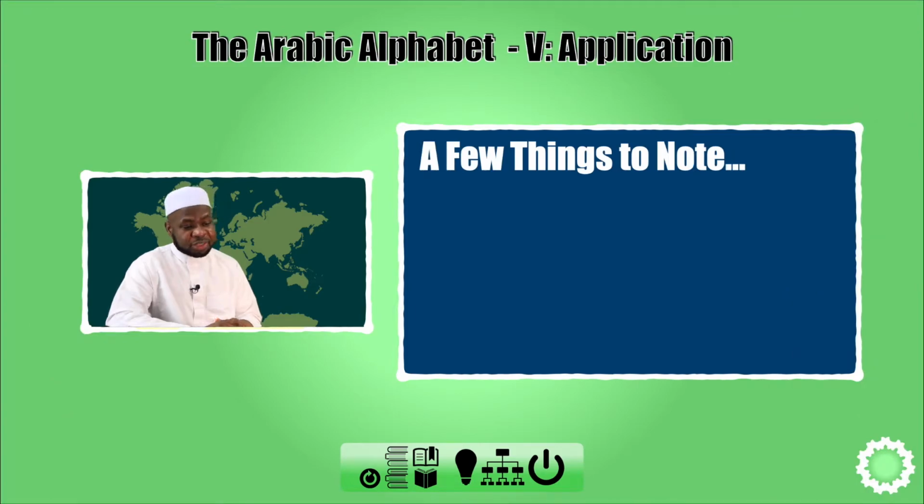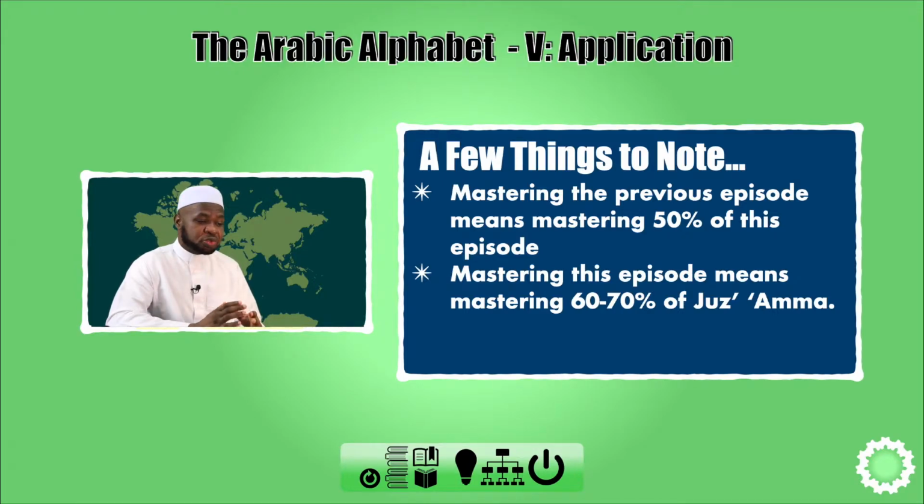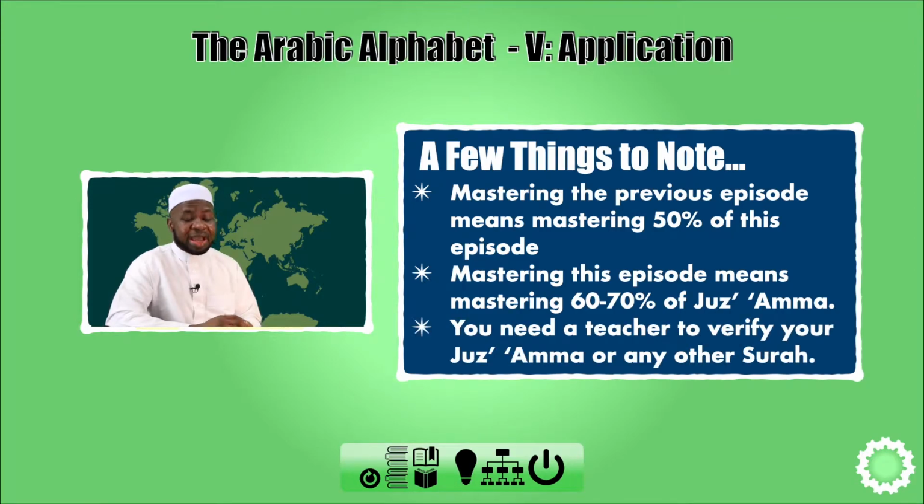Moving forward, there are a few things I would like to highlight, which starts with the fact that if you have gone through the previous episode, which is Part 4, it will mean you have mastered 50% of what we will be covering in this episode. And if you master what we are going to cover in today's episode, I can comfortably claim that you will master 60 to 70% of Juz Amma, hands down. And either way, you will need a teacher to verify your articulation, your pronunciation, your reading of Juz Amma, let alone any other part of the Qur'an.